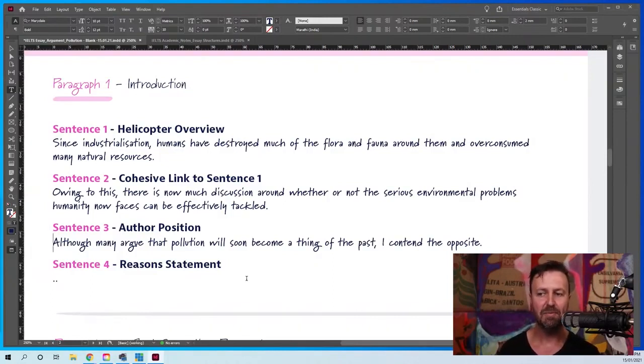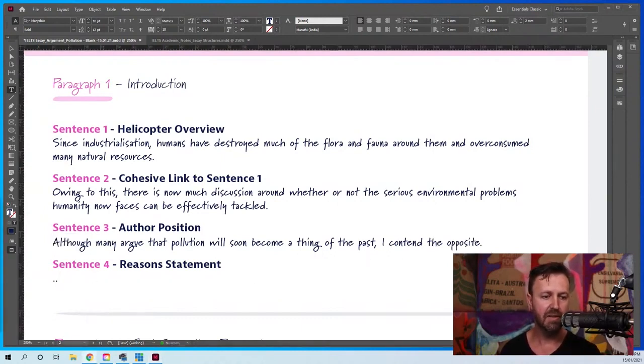So although many may argue that pollution will soon become a thing of the past, I contend the opposite. It's important that we do give our opinion very clearly at this point. And I think a bit of a strategy here is using the word although. So although many say this, I think this. It's a good sentence structure to use, because rather than saying, although many people think this, I contend blah, blah, blah, we're just saying I contend the opposite. Nice and clean, nice and simple to use.